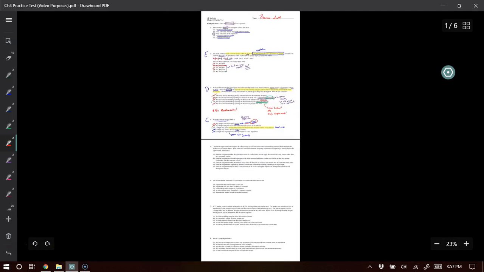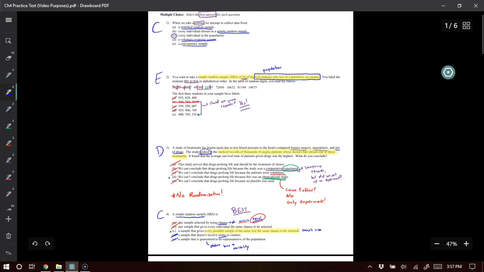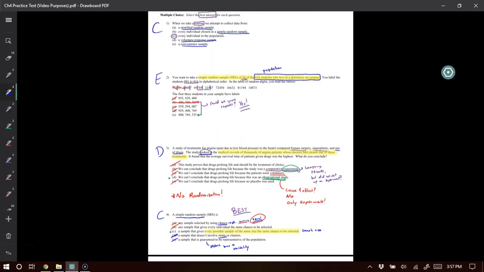So these are the first 4 problems for the multiple choice. We have C, E, D, C for them. Hopefully this helps you understand the importance of definitions from number 1 and number 4, and some of the things of when do we ignore repeats and the idea of cause and effect or observational studies versus experiments.